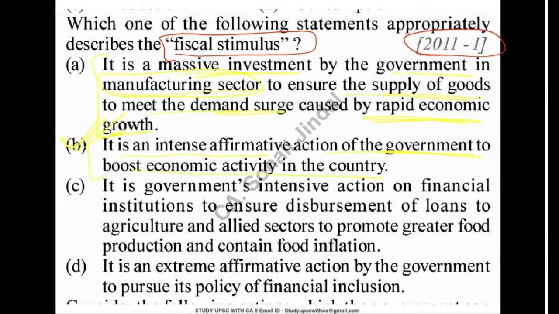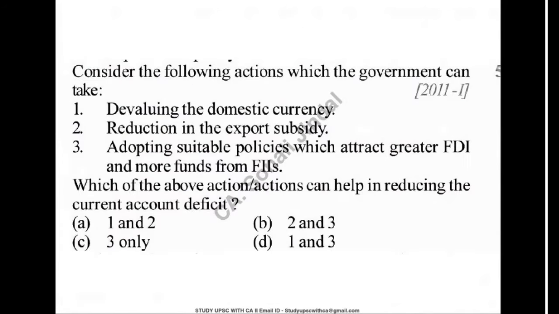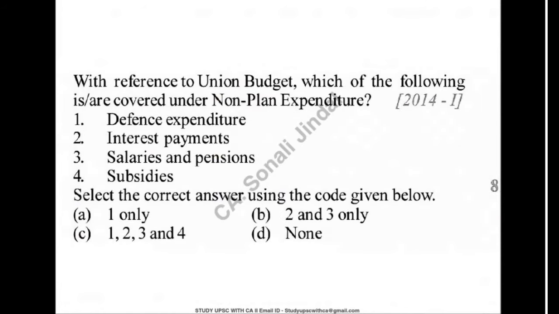Let's read the third statement. It's a government intensive action on the financial institutions to ensure the disbursement of loans to agriculture and allied sectors to promote greater food production. This is the statement that is just to confuse you. Fourth statement, it is the extreme. Here I want to show the word extreme is itself a red flag word that can be eliminated. Affirmative action by the government to pursue its policy of financial inclusion. No, this is not directly linked to financial inclusion. This question we will do with the balance of payment.